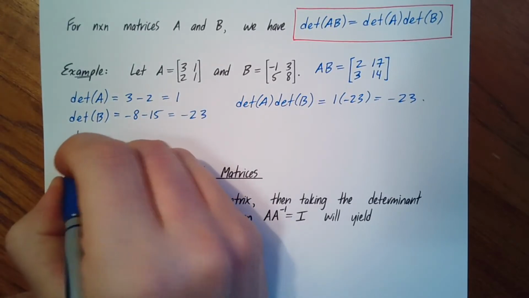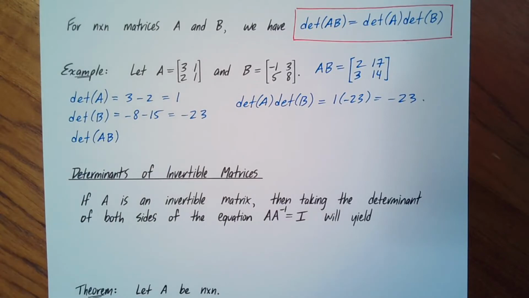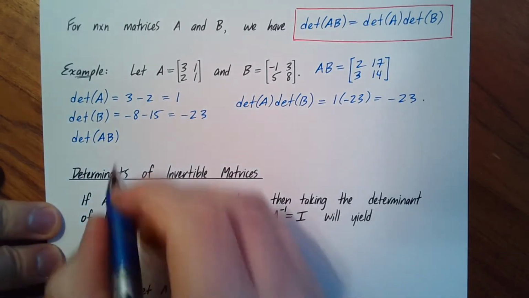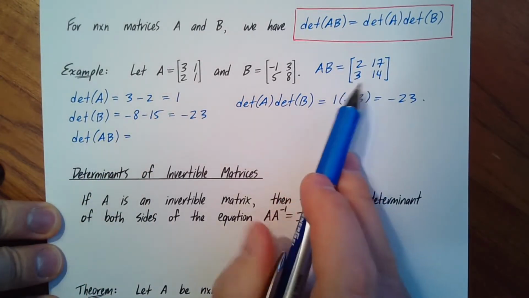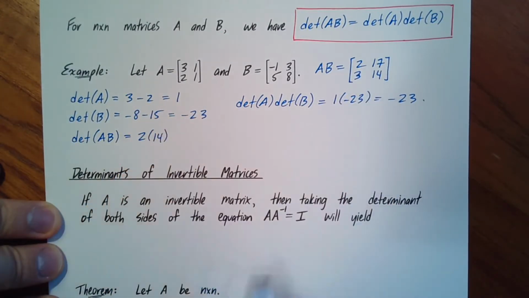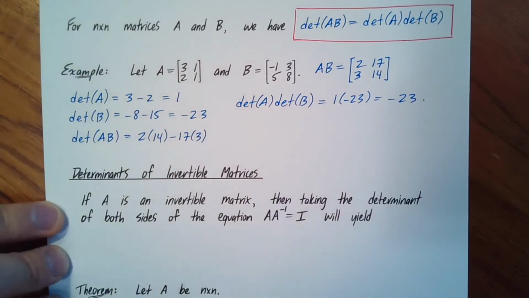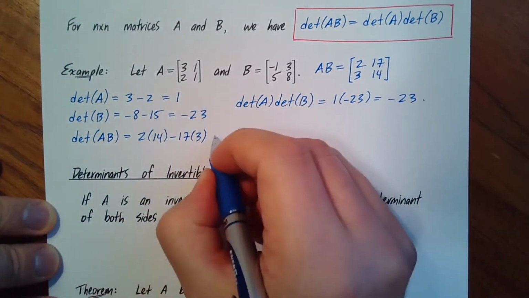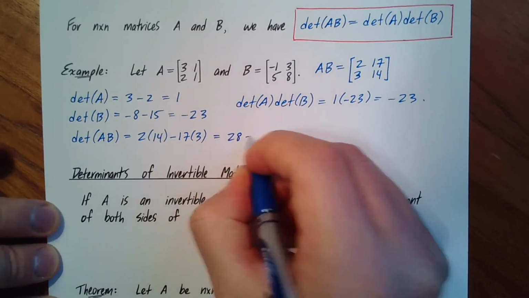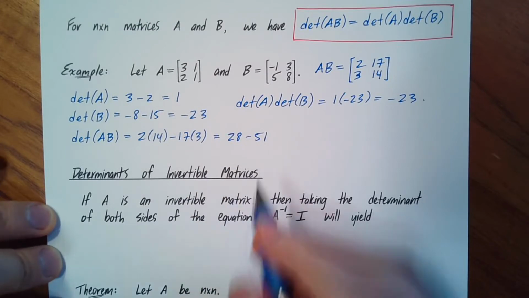Let's compute the determinant of that product directly. All right, so what would we get? Well, do the 2x2 formula. 2 times 14 minus 17 times 3. And if you work these out, you're going to get 28 minus 51, which ends up being exactly equal to negative 23.